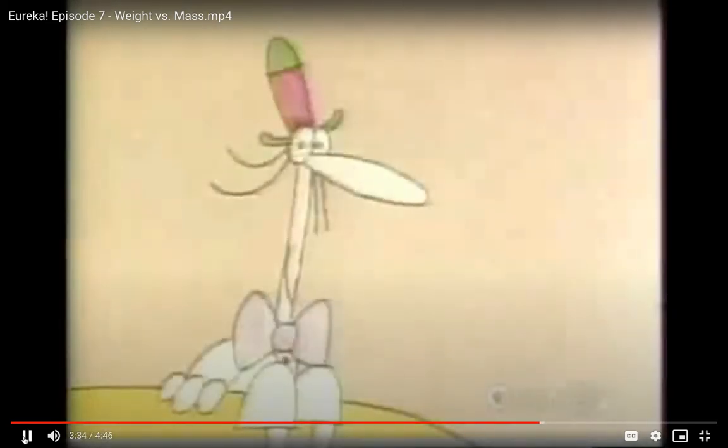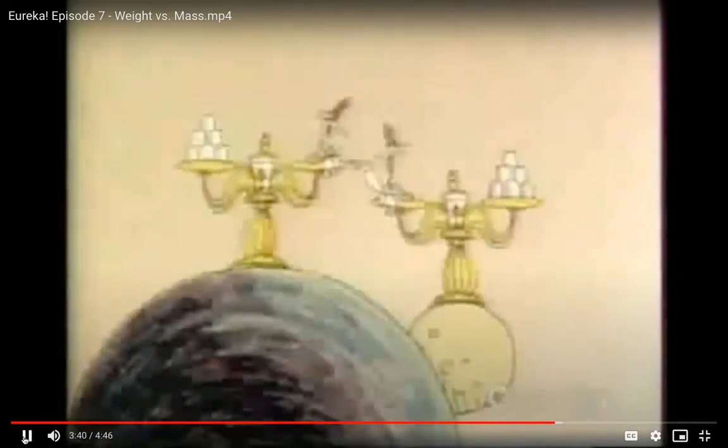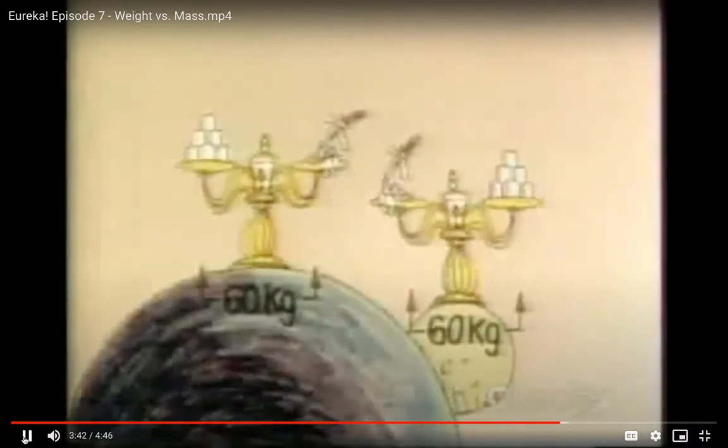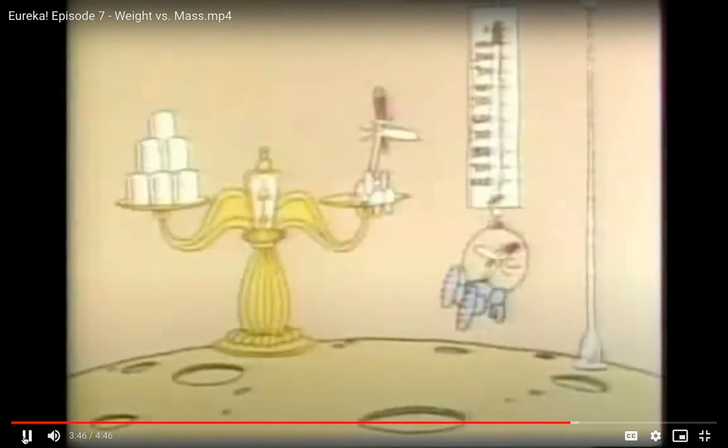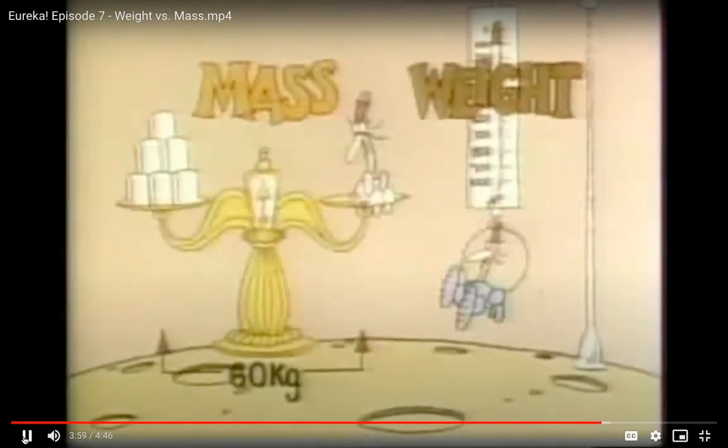What about your mass? On Earth, it was 60 kilograms. How much will it be on the moon? 60 kilograms. Exactly the same, of course. You don't get any smaller by going to the moon. You don't change. Only the force of gravity, and therefore your weight, changes. That's the big difference between mass and weight. Wherever you go in the universe, your mass stays the same.